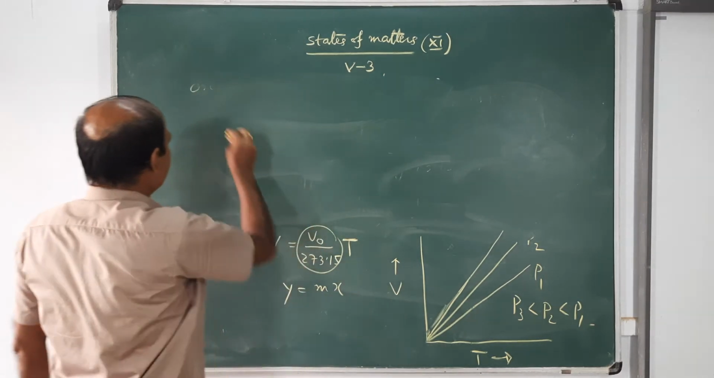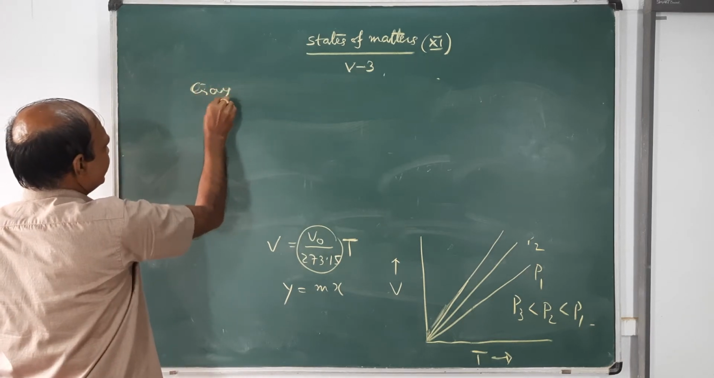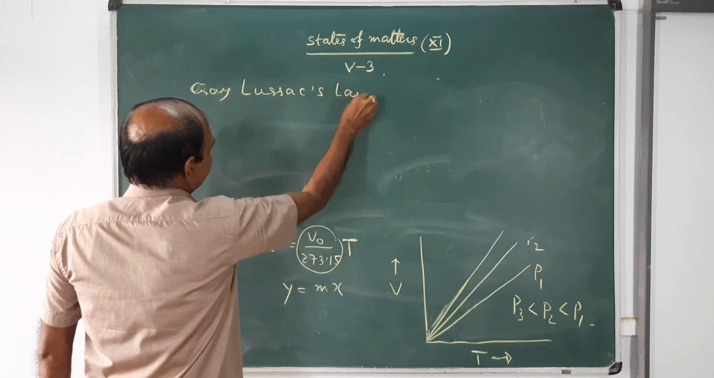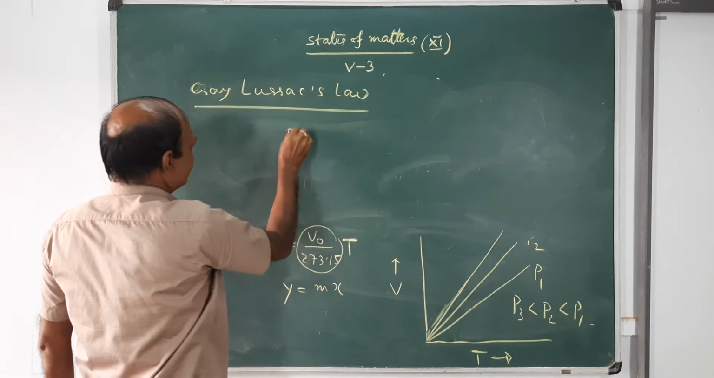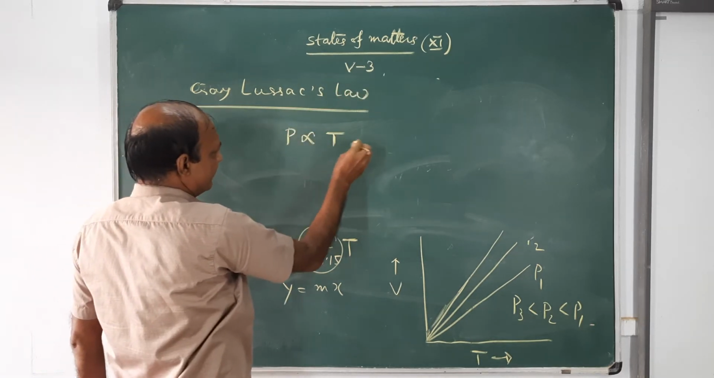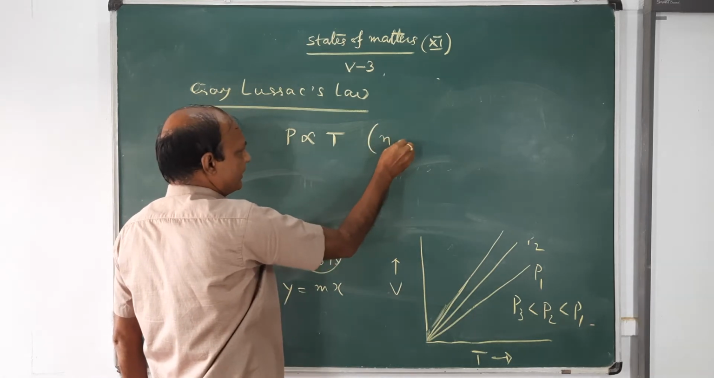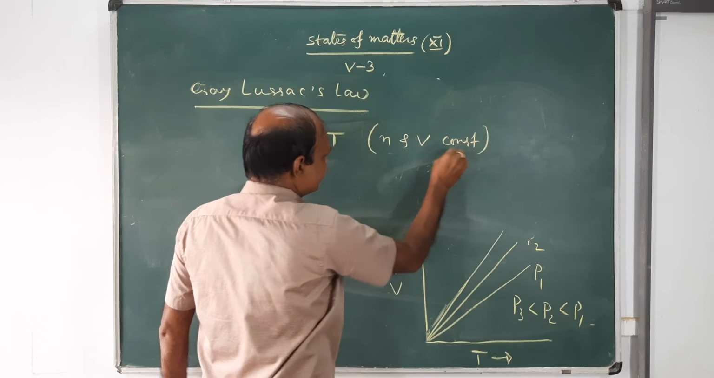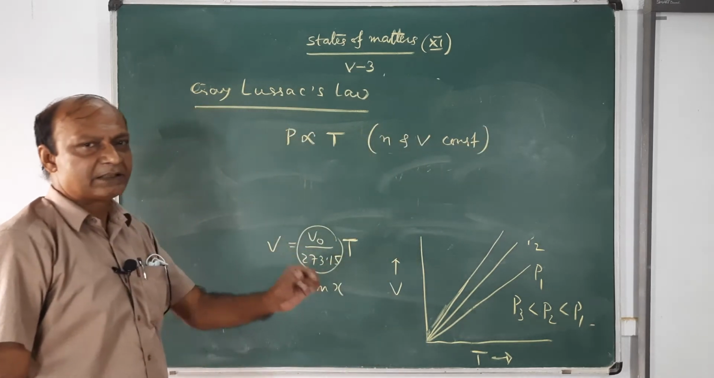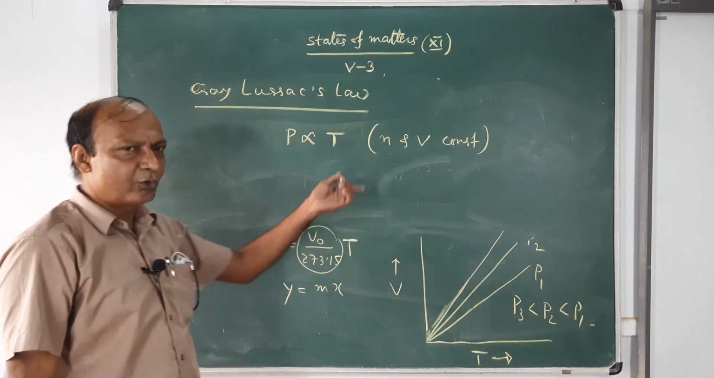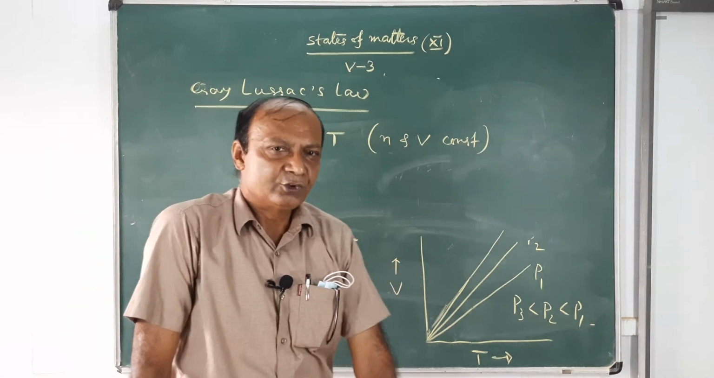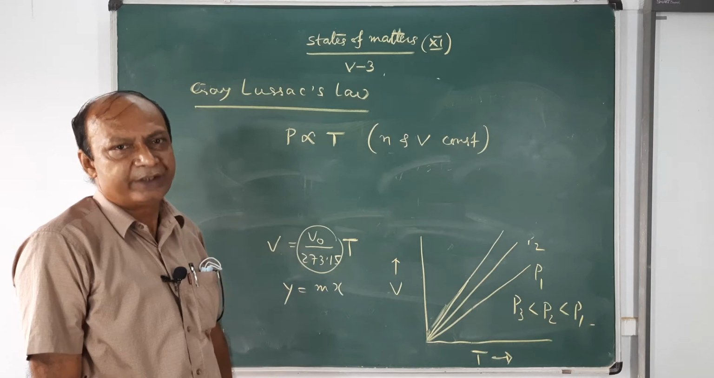Gay-Lussac's law states that pressure is directly proportional to the Kelvin temperature for a given amount of gas under constant volume. So, volume is kept constant, the amount of gas is kept constant, and if you go on increasing the pressure, the temperature of the gas will increase. So, pressure is directly proportional to T.